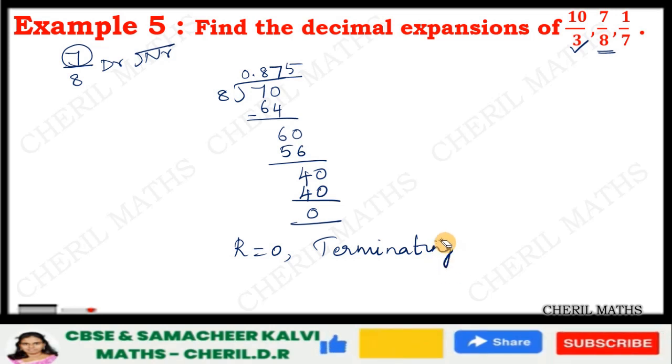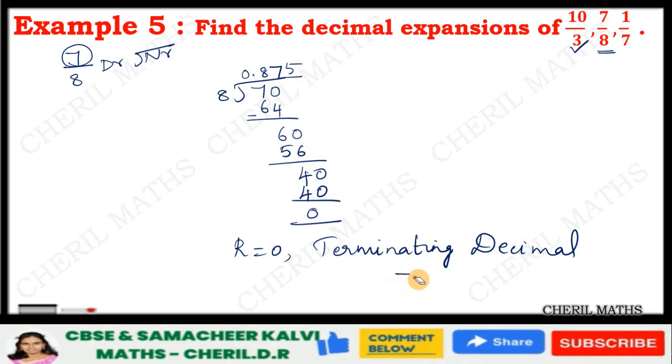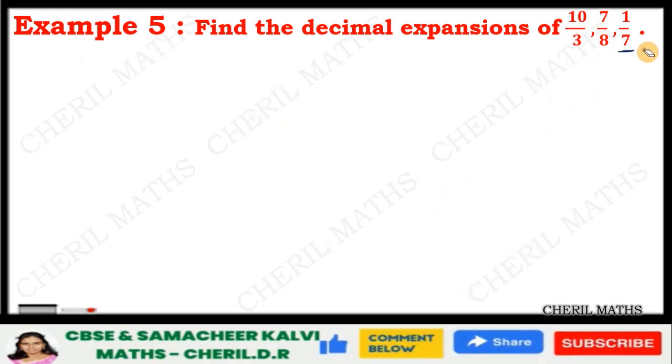It is going to be a terminating decimal. If it is going to be a terminating decimal, then it is also going to be a rational number. Have you understood this, children? So we have one last sum here, 1 by 7.